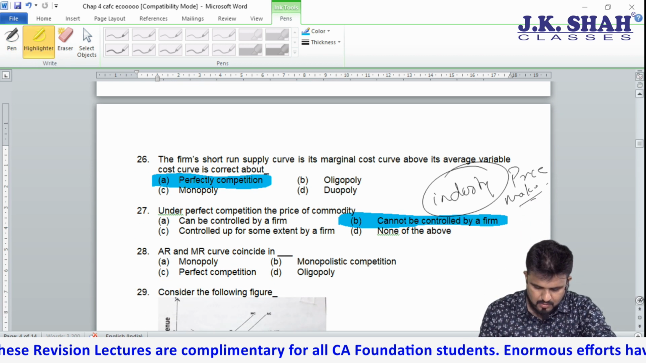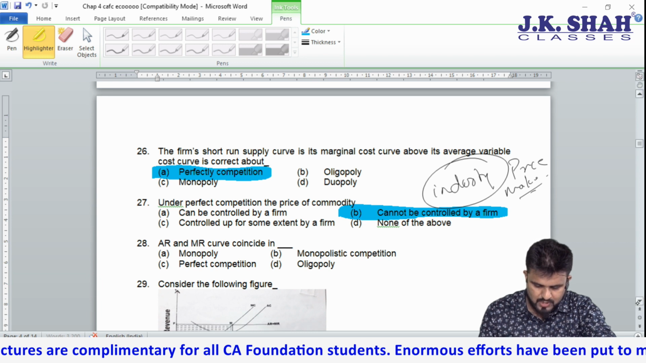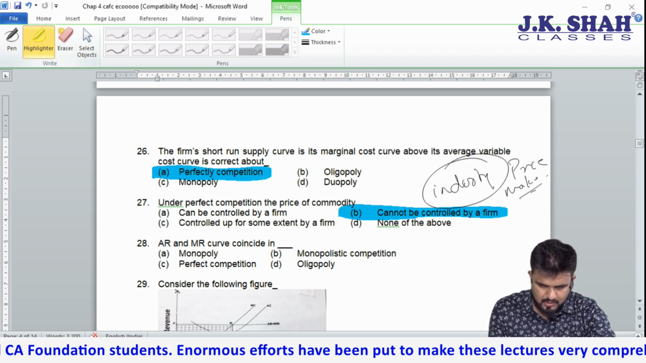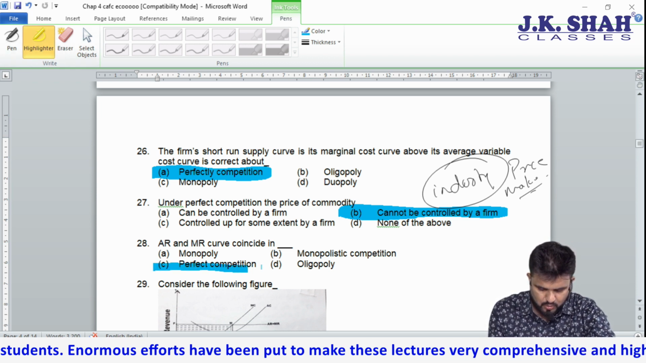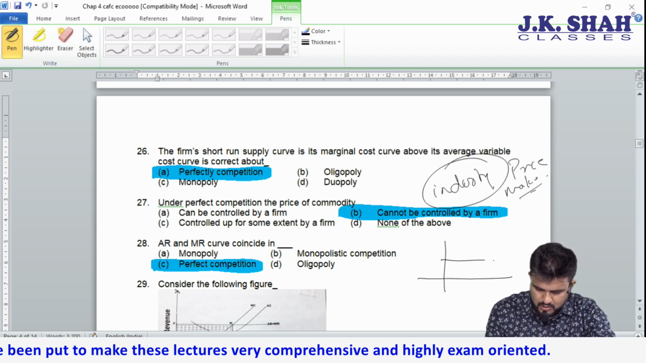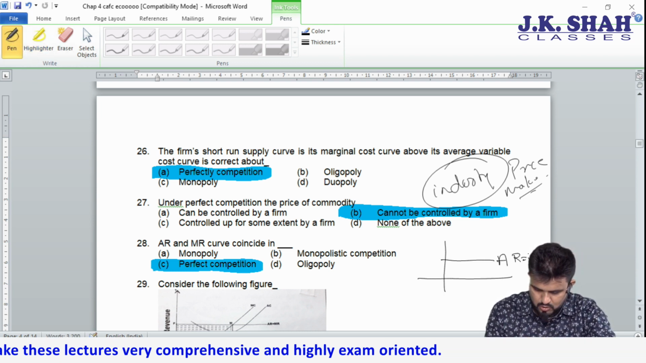Next, AR and MR curves coincide, that is, they both are the same under which market? They are the same under perfect competition, because here this is your AR, this is also your MR.